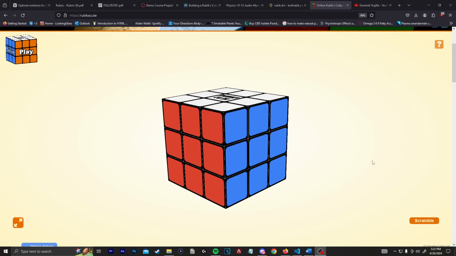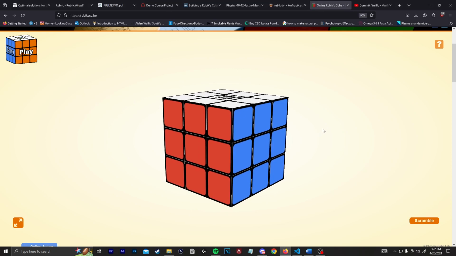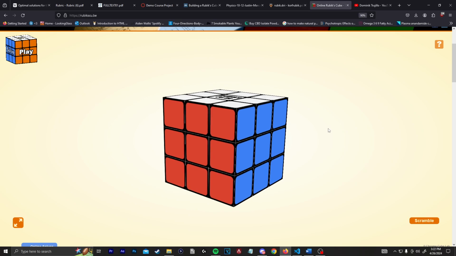Hello everyone, I'm Dominic and my project is using search algorithms to solve a Rubik's Cube. There's a lot to go over. I have 5 to 15 minutes. I'm not trying to waste anyone's time. So let me just start off.